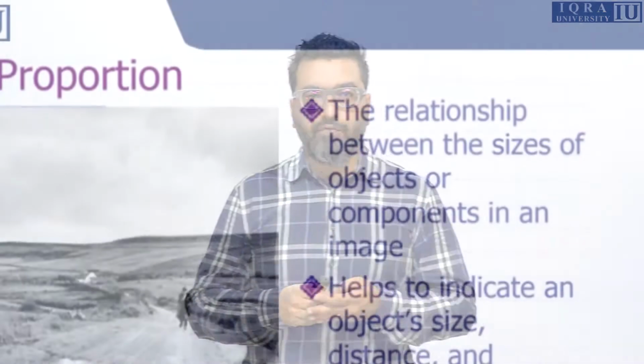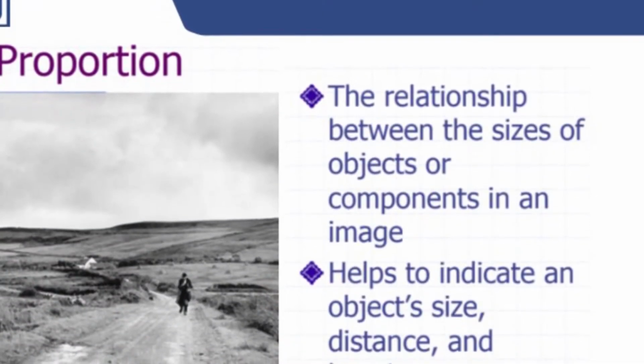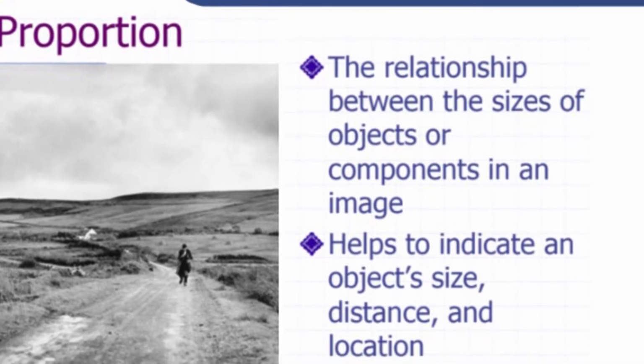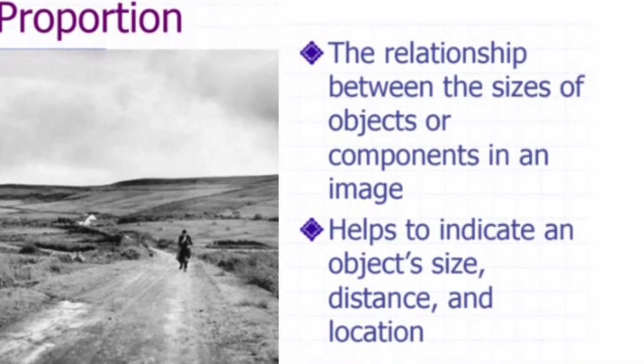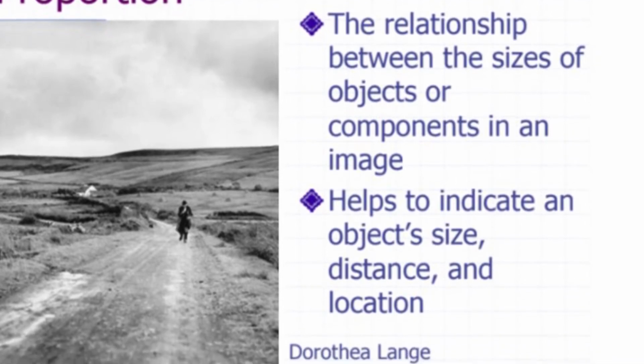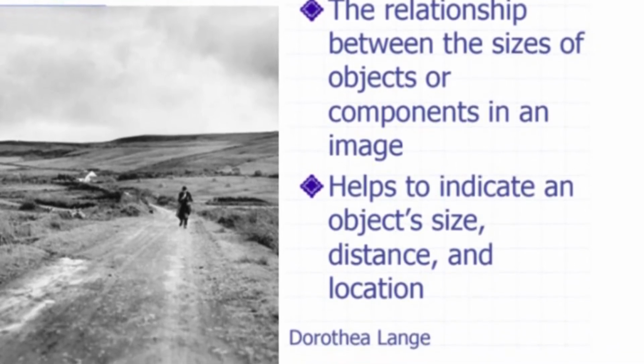So for example, the picture which you see right now, you see a man walking on a path, on a road, जो कि एक कच्चा रोड है, और वो that person is moving towards the center of the frame, जहां पर एक छोटा सा घर है.